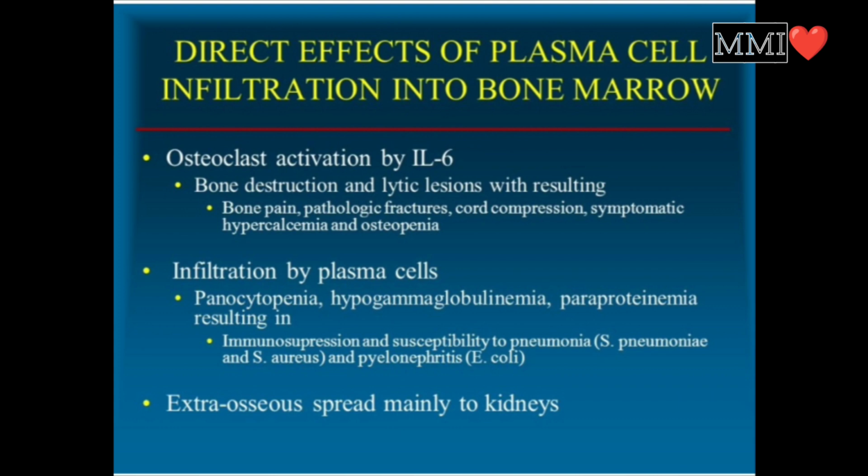Infiltration by the plasma cells causes pancytopenia, hypergammaglobulinemia and paraproteinemia, resulting in immunosuppression and susceptibility to pneumonia, Streptococcus pneumoniae and Staph aureus. Immunity is decreased, anemia is seen, and there is bony destruction because interleukin 6 is produced. Because of that, osteoclasts get activated and destroy the bone. Punched out lesions are found. Extraosseous spread is mainly to the kidneys. The osteolytic bony lesions may be seen on bone, spine and vertebra.